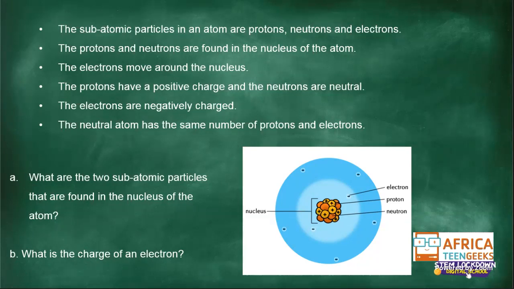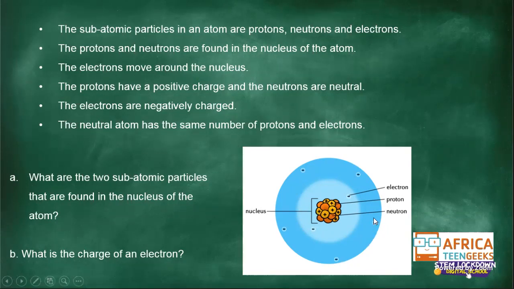And then you will see the negative charges on the outside of each shell or energy level are the electrons, and these are the electrons that orbit around the nucleus. So the subatomic particles in an atom are the protons, the neutrons, and the electrons, which I just showed you. And the protons and the neutrons are found in the nucleus of the atom. So you could see here, I showed it to you. Now the electrons basically move around here.